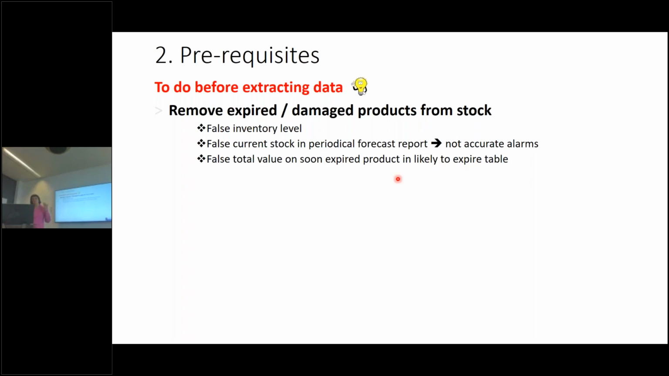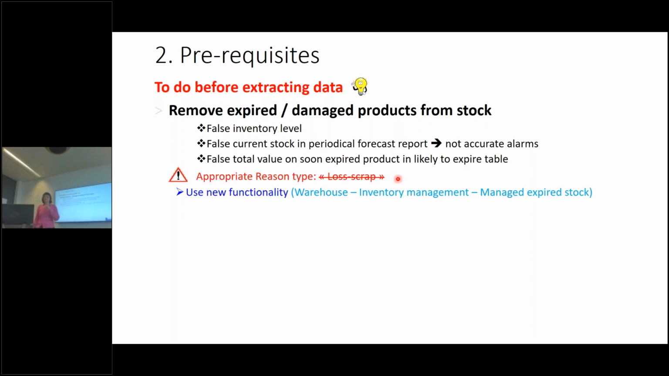And in the table of projected forecast, it will give you false alarm as well. And in your table of soon expired products, the total value will also include the expired product. So we want to have the value of what is real, to not give you false indication.